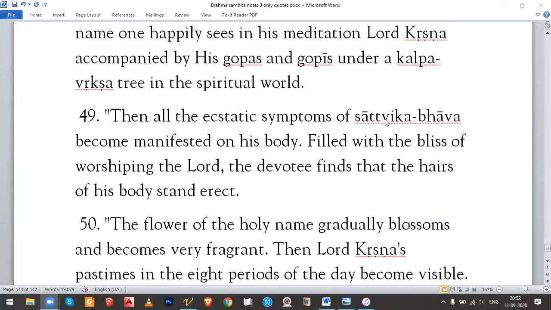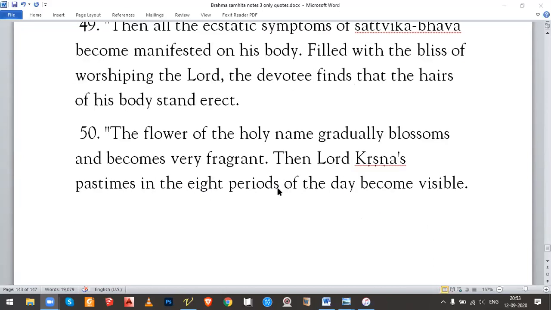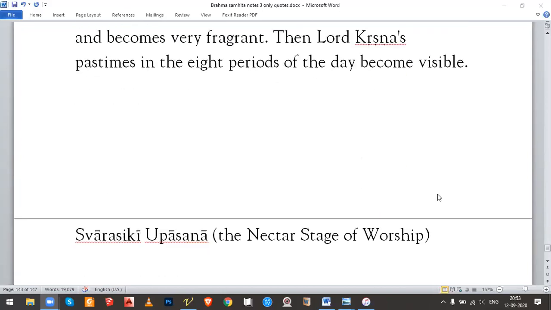Then all ecstatic symptoms, sattvika bhava, become manifest in his body. Filled with the bliss of worshipping the Lord, the devotee finds that the hairs of his body stand erect. The flower of the holy name gradually blossoms and becomes very fragrant. You see how he describes. The flower of the holy name gradually blossoms and becomes very fragrant. Then Lord Krishna's pastimes in the eight periods of the day become visible.